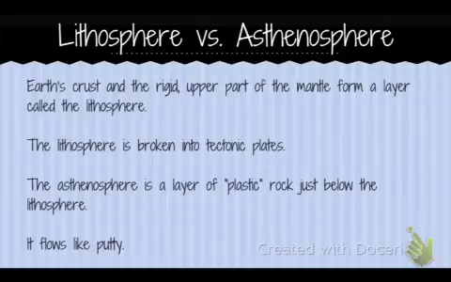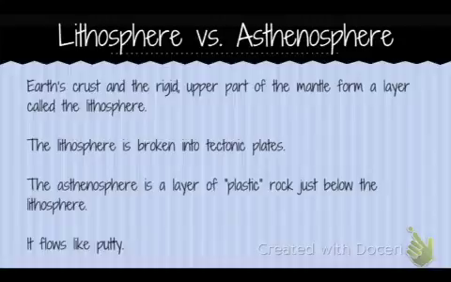Alright, so we've discussed this in the past, in Concept 1 as well as in class, a lot before Concept 1, but we're going to revisit the lithosphere and the asthenosphere because we're going to be talking about tectonic plates tonight, so it becomes rather important. So, once again, the Earth's crust and the rigid upper part of the mantle form what we call the lithosphere, and that lithosphere is broken into tectonic plates.